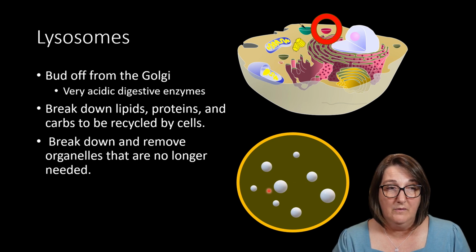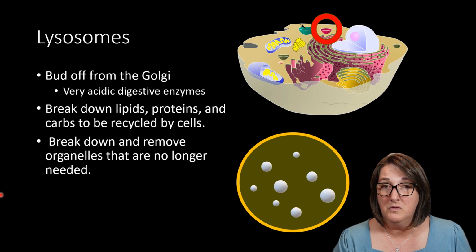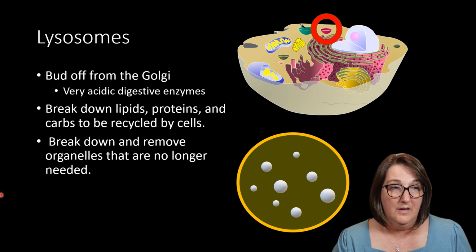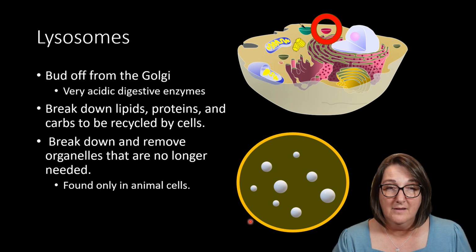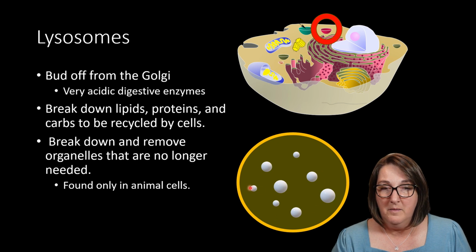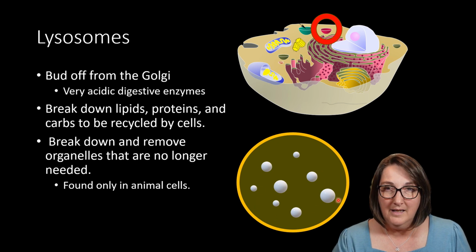It can break down and remove organelles that are no longer needed. So if a mitochondria starts to not function right, or something's wrong with it, or if it's just worn out, the lysosome can go and start to break it down. These are only found in animal cells. Plant cells don't have these. There are some vacuoles that kind of act like a lysosome, but they're not a true lysosome.